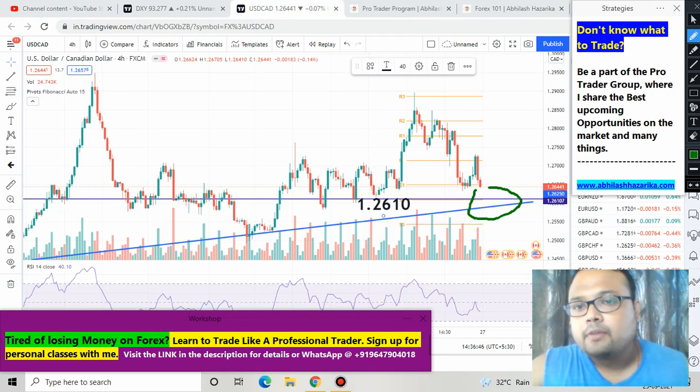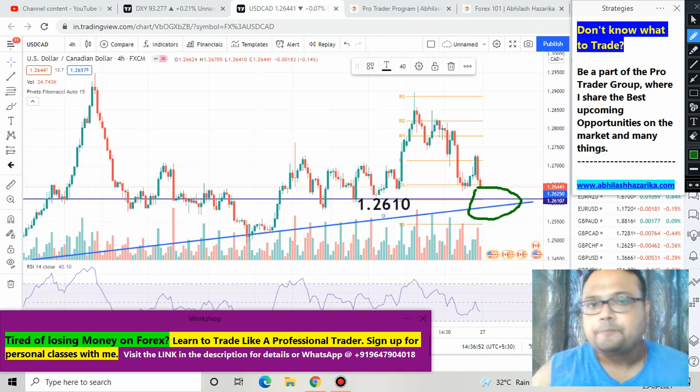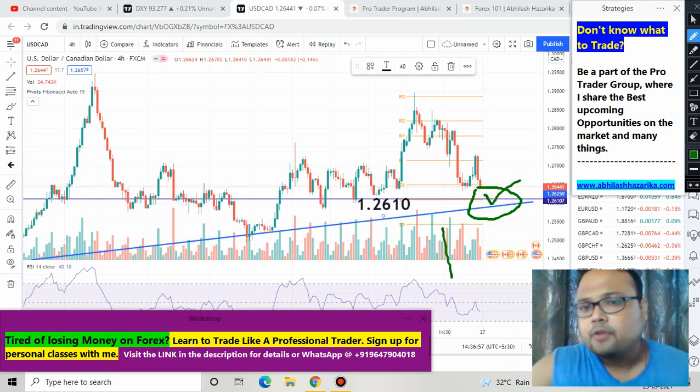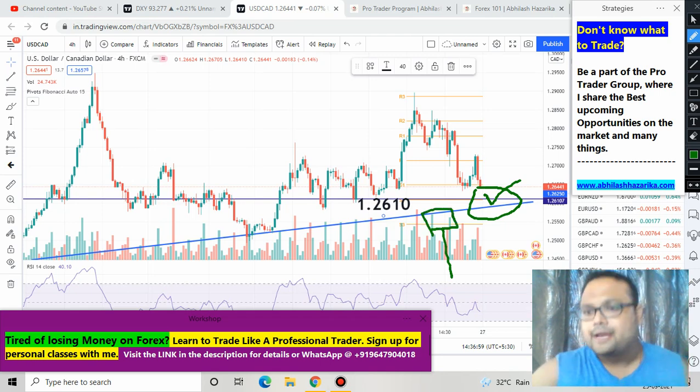So when market will be coming down and touch the level of 1.2610, your duty is to observe the price and see. If you see the market trying to reverse from here, market forming hammer kind of a pattern or price being rejected from below, then you'll get the confirmation that yes, the market is taking support here and you can easily go for a buy here.